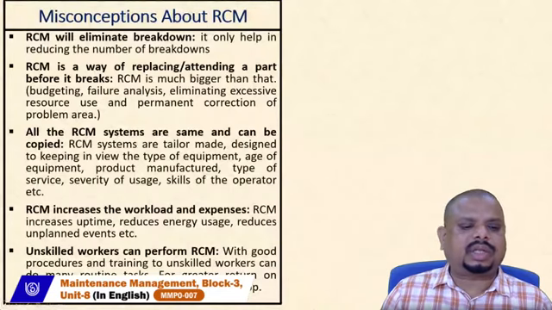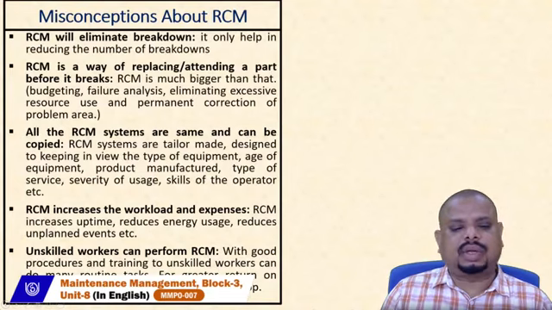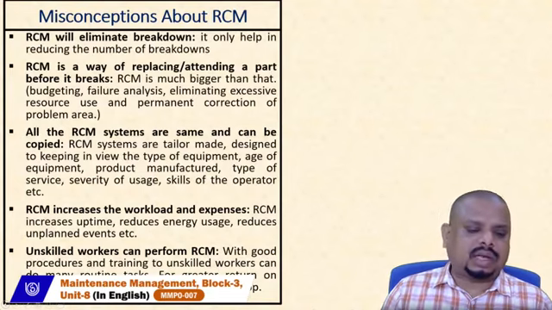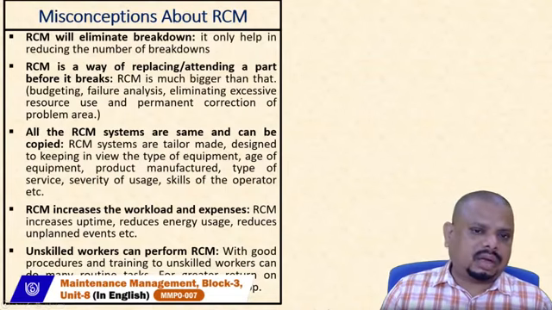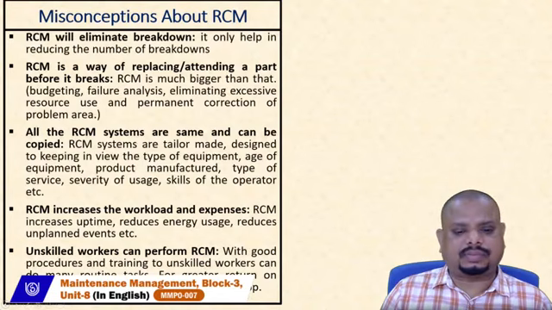And the last one is that an unskilled worker can perform reliability centered maintenance. For greater returns from RCM, skilled people must be in the loop. With good procedures and training, unskilled workers can do many routine tasks. But for greater returns on investment, skilled people must be in the loop to provide better maintenance management with the help of reliability centered maintenance.